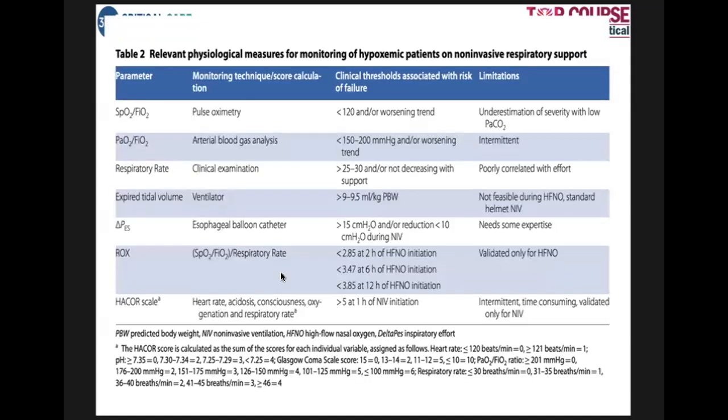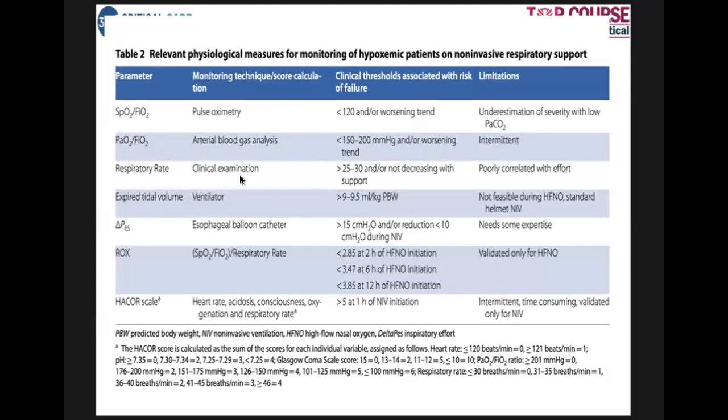So this table is very important because recently they are picking up scores from a small table and asking it as a 3 mark or a 5 mark question. This table shows all the physiological measures you should use for monitoring when you use high flow cannula or NIV. SpO2/FiO2 index can be used as a hypoxemia index, where the clinical threshold is less than 120 and a worsening trend indicates severe hypoxemia. And then you can use the PF ratio using ABG, where less than 150 to 200 and a worsening trend indicates severe hypoxemia.